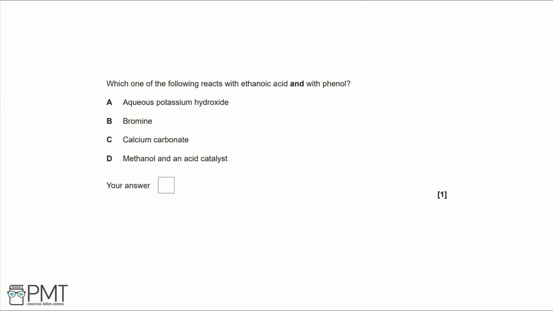Which of the following reacts with ethanoic acid and with phenol? A. Aqueous potassium hydroxide. B. Bromine. C. Calcium carbonate. Or D. Methanol and an acid catalyst. So in this question, we have to react with ethanoic acid and phenol. So if we draw out both of these, we have a 2-carbon chain with a carboxylic acid group, and we have a benzene ring with an OH group attached. So for these questions, I'm going to draw the organic products of the reactions rather than the byproducts as well, because we're only really looking at the organic products here.